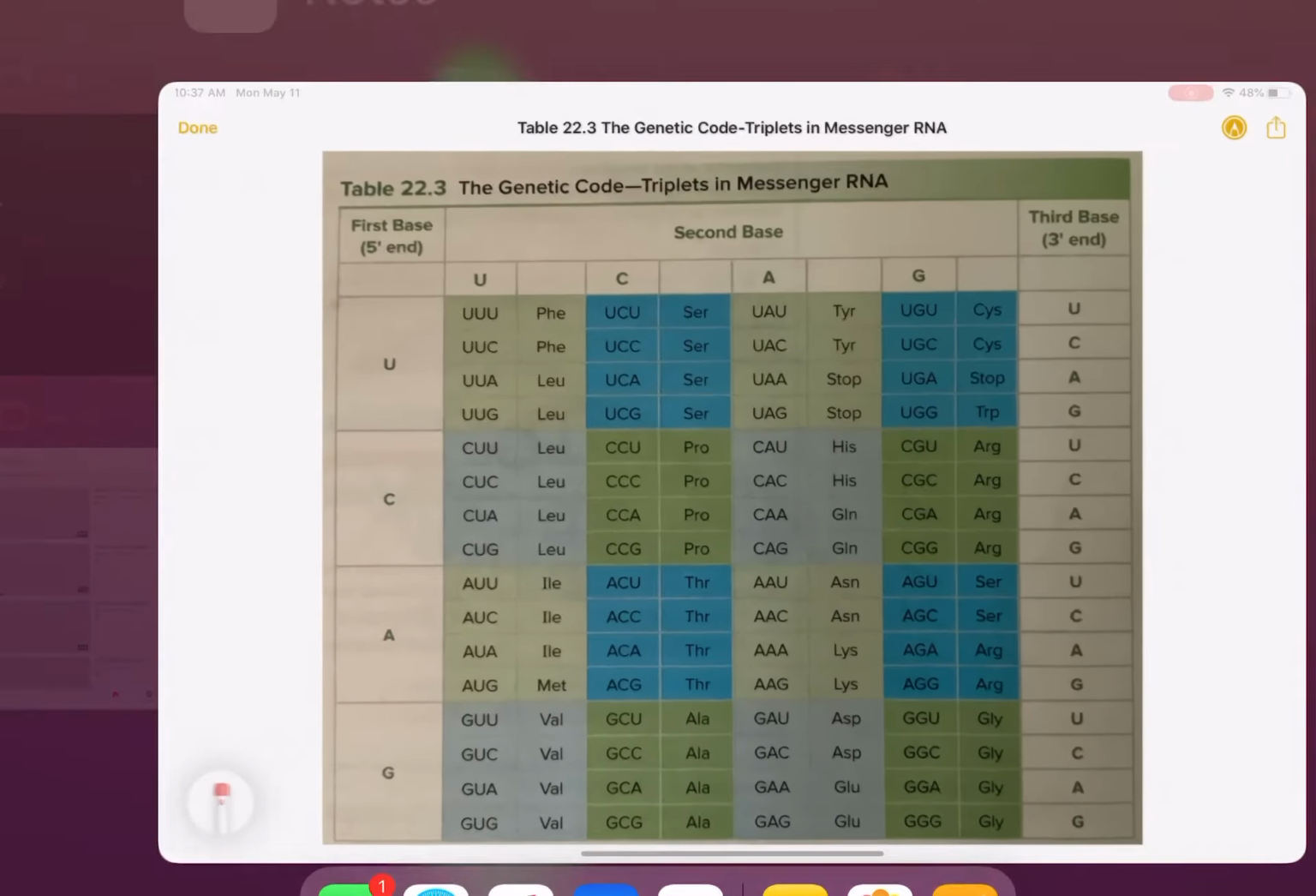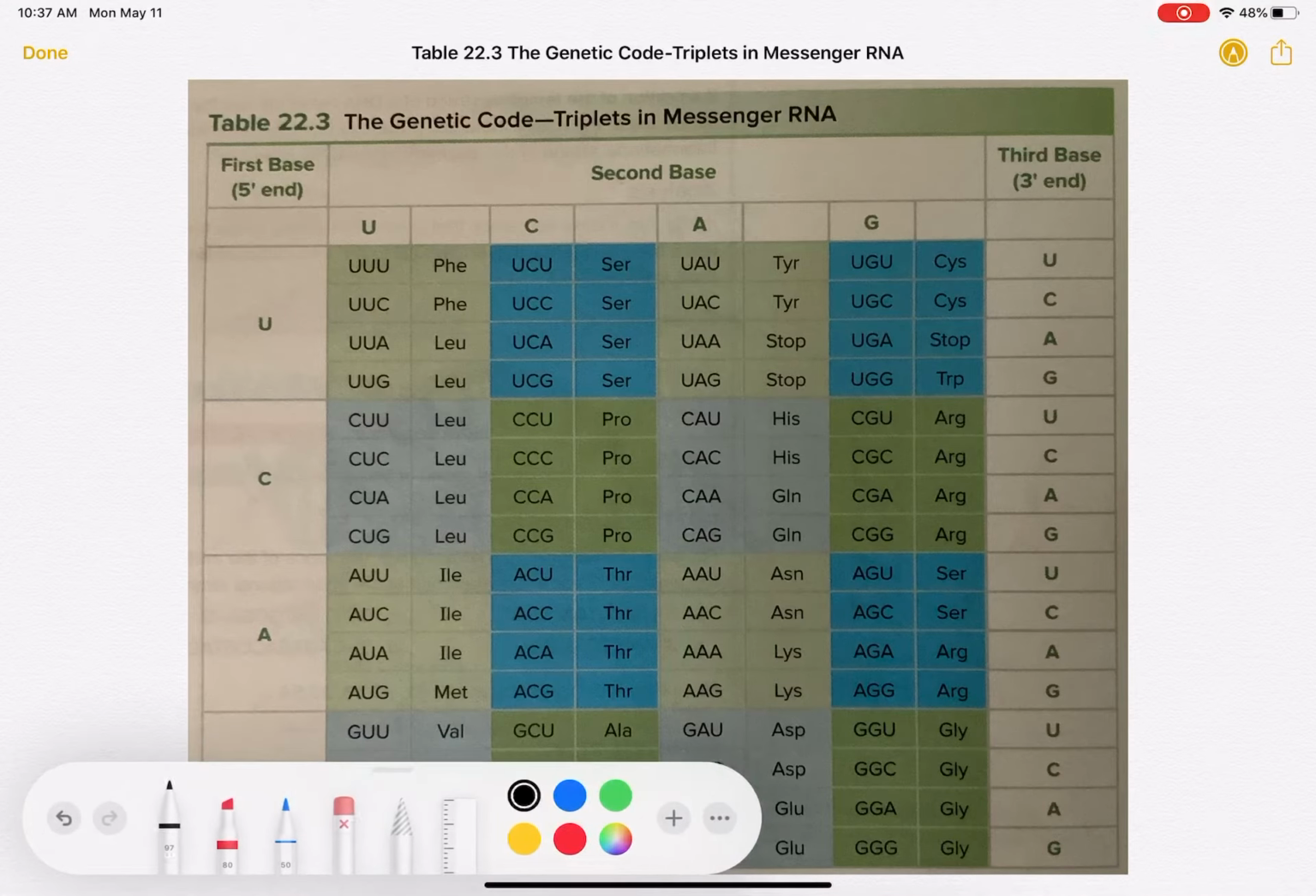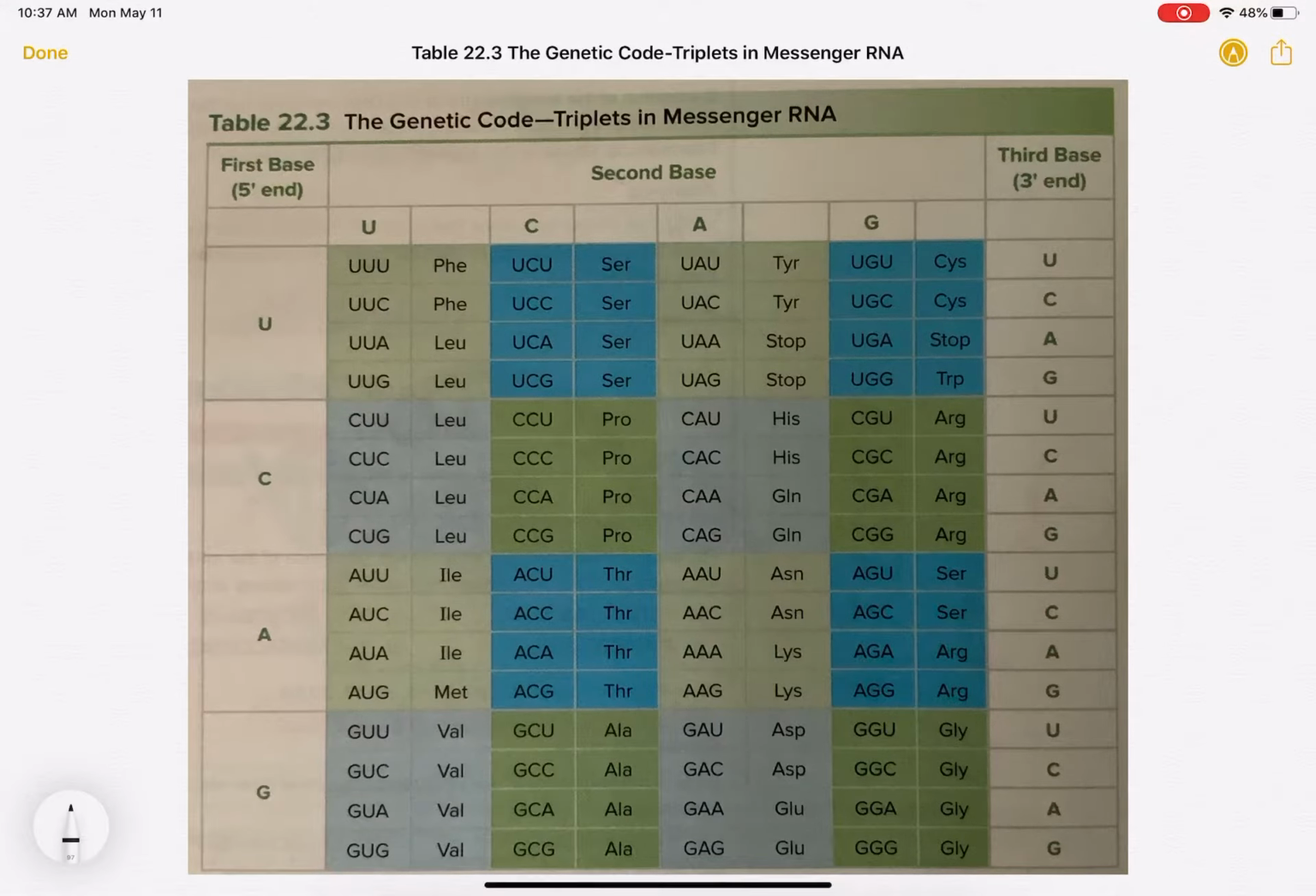So I'm going to go back to the table, and here we are looking for starters, we're looking at ACC. So I know I need to start here for the A, and then AC. C is our second letter, so that means I need to look right here, and here's where I find ACC. That codes for THR, the amino acid THR. And our next one is ACA, which is right underneath it, and that one's coding for the same amino acid, THR.